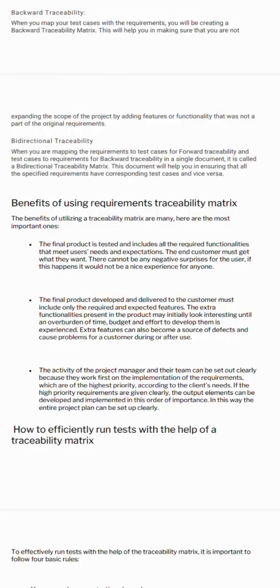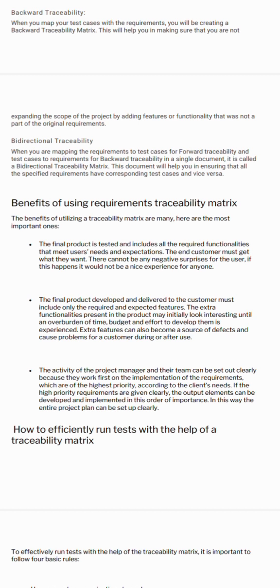Next, we have to discuss the benefits of using a requirement traceability matrix. First of all, the final product is tested including requirement functionality to meet users' needs and expectations. It is the major benefit. There could be negative surprises for the user. If that happens, it will not be a nice experience for anyone.